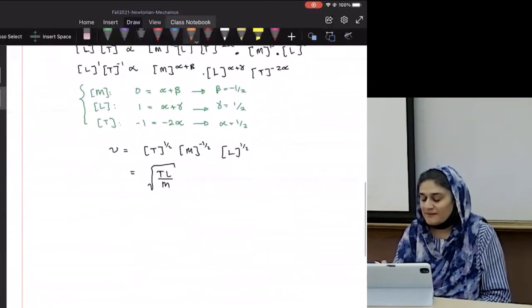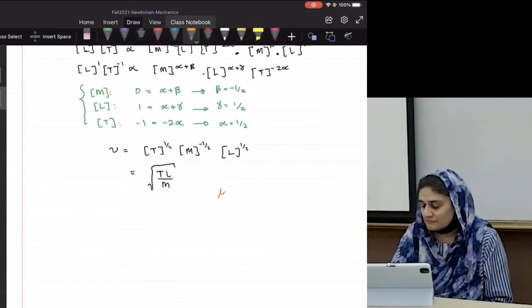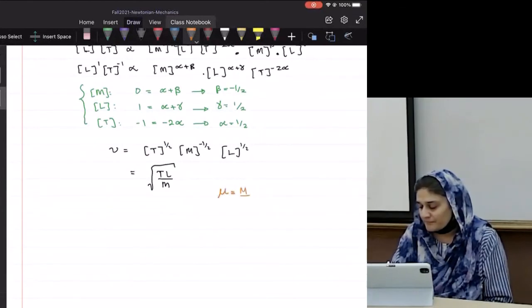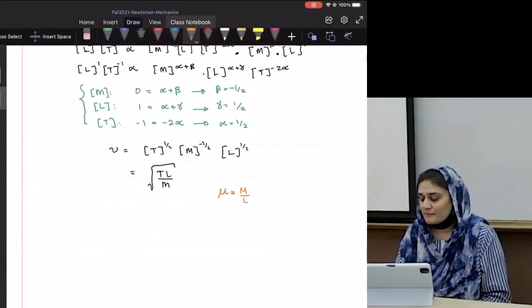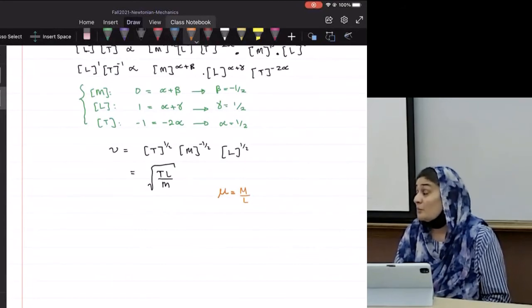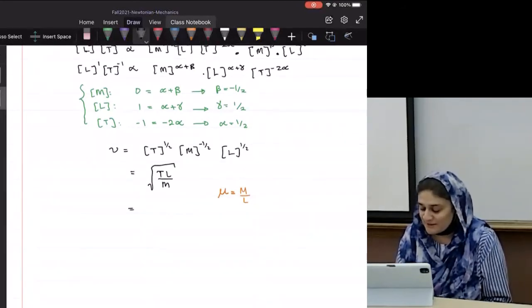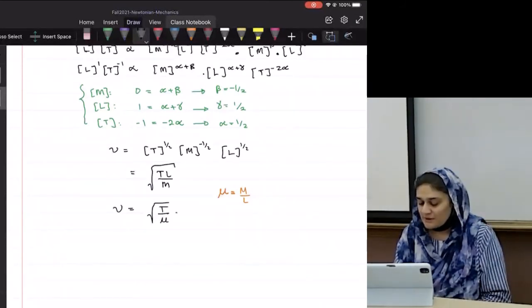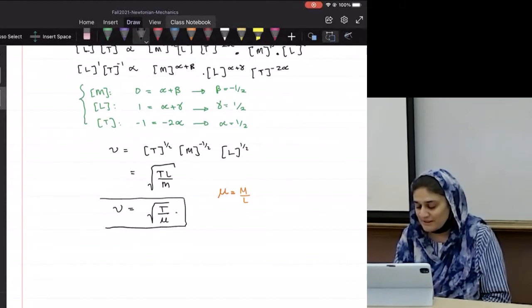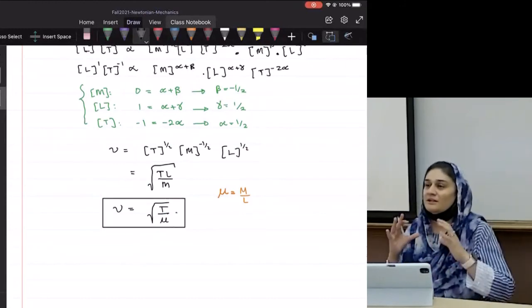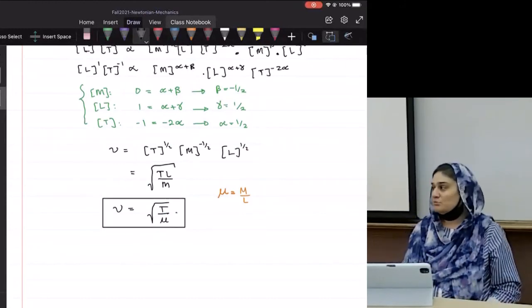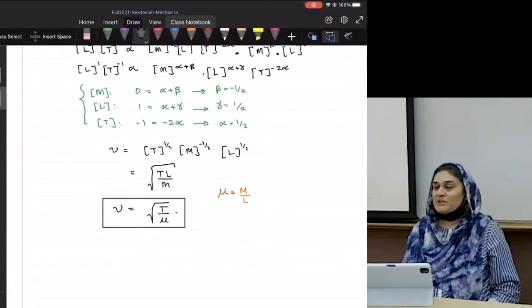So how do I make this into a mu? How did I define a mu? So L over M would be like 1 over mu. Yeah. So that means I can rewrite this as the square root of T over mu. Okay, so now the question is, why do I not leave M and L alone? Why do I convert it to mu? What's the physical significance of me doing that?